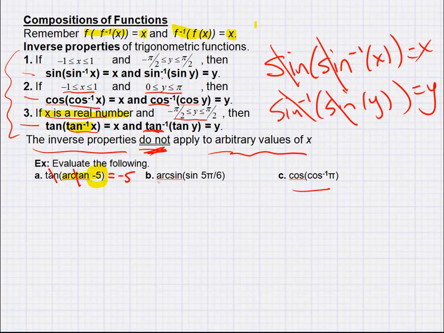Let's go to this next one. The arcsine of the sine of 5 pi over 6. So arcsine, inverse sine, is on the outside. I have to worry about range. Well, is 5 pi over 6 in the range? Is that between negative pi over 2 and positive pi over 2? And the answer is no. Because if you look at your graph of the unit circle, and we're always just going back to the unit circle, 5 pi over 6 is over here.